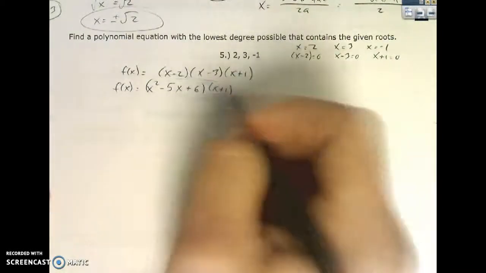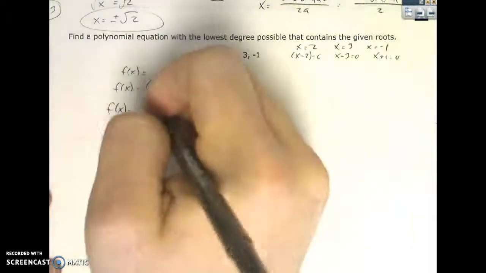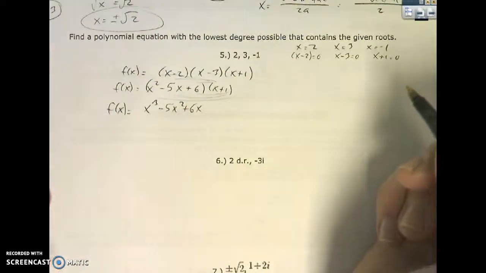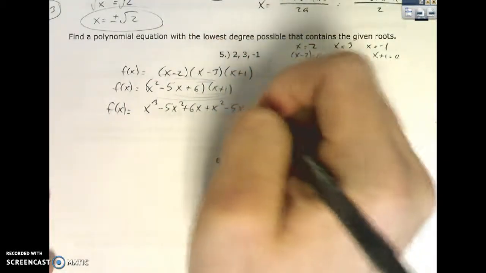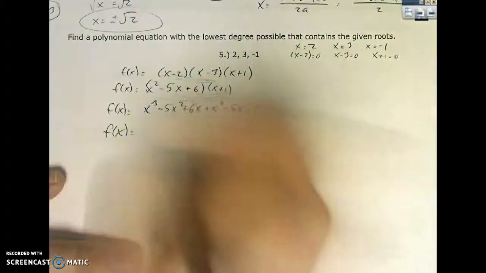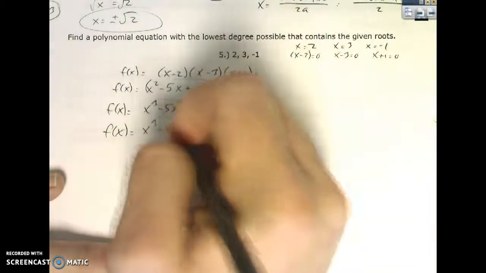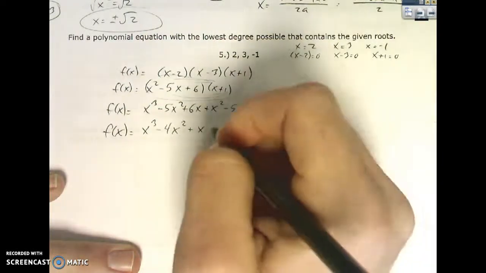I'd bring down my x plus 1, and all I'm going to do is multiply one more time. So f of x equals x cubed minus 5x squared plus 6x, when I multiply the x across, and multiply the 1 across, x squared minus 5x plus 6. Combine like terms. Negative 5x squared plus x squared is minus 4x squared. 6x minus 5x is plus x. And then plus 6 at the end.